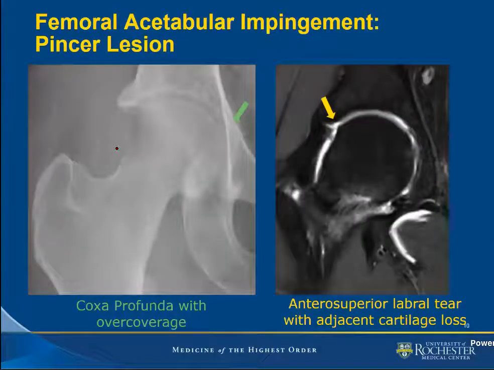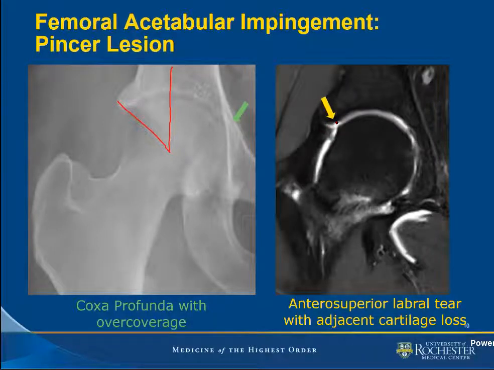So here's an MRI of a patient with pincer impingement. On the radiographs, you could see that we have a deep hip socket as evidenced by coxa profunda right here, and an elevated lateral center edge angle. And then on the MRI, we could see tearing at the chondrolabral junction right here and adjacent areas of articular cartilage loss.